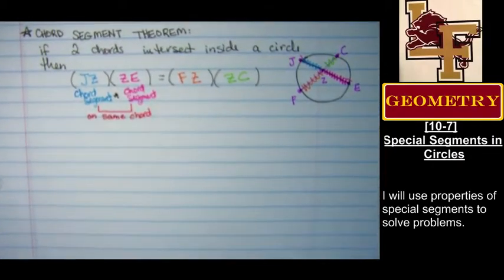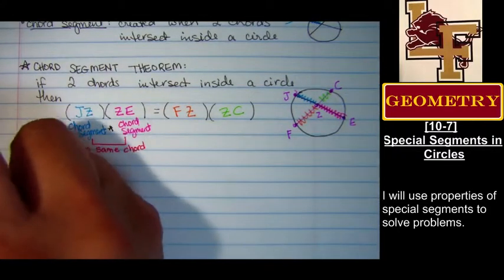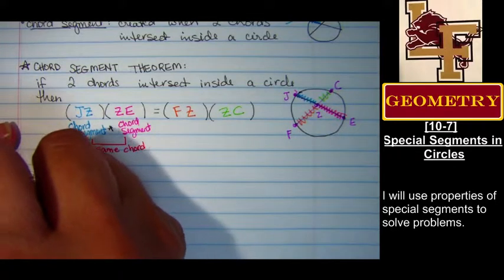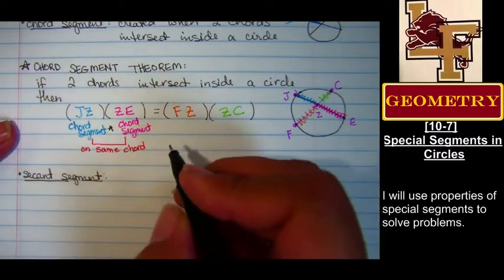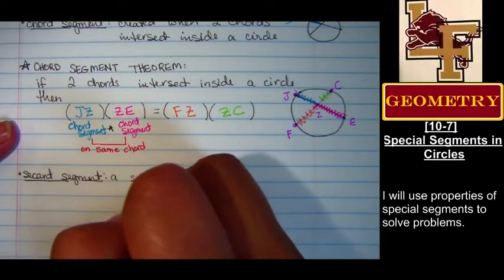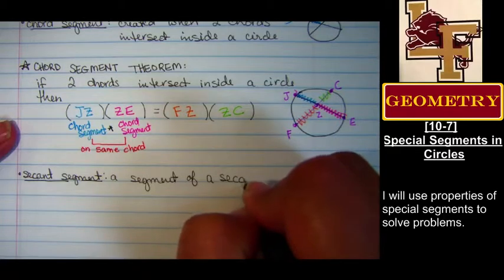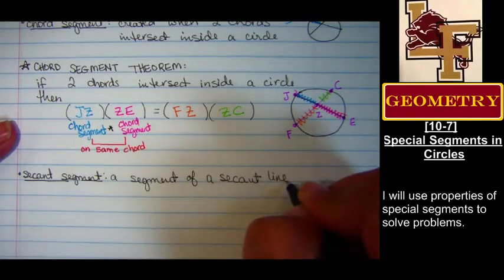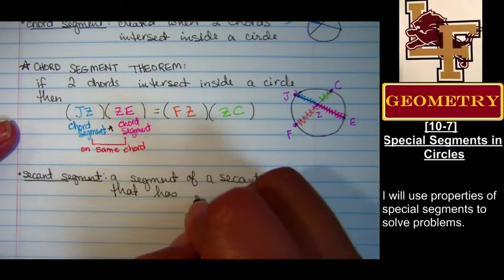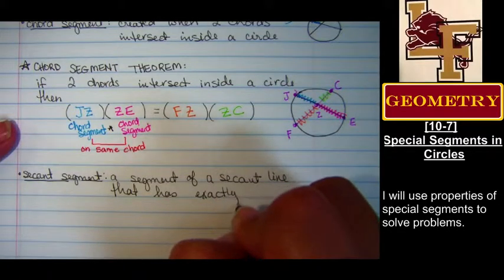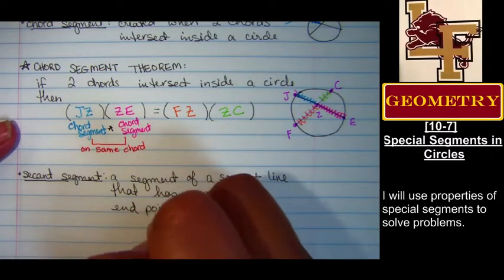We have another new vocabulary word for you today. This word is the secant segment. The secant segment is a segment of a secant where one endpoint is on the circle, but only one of those endpoints is on the circle.